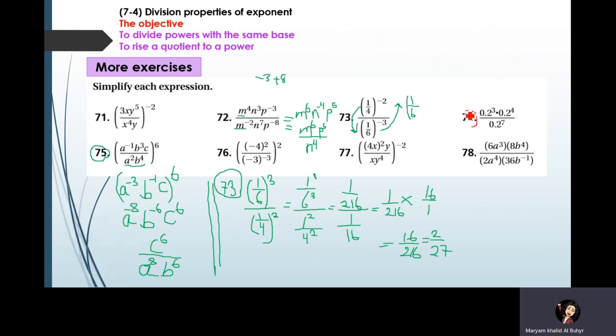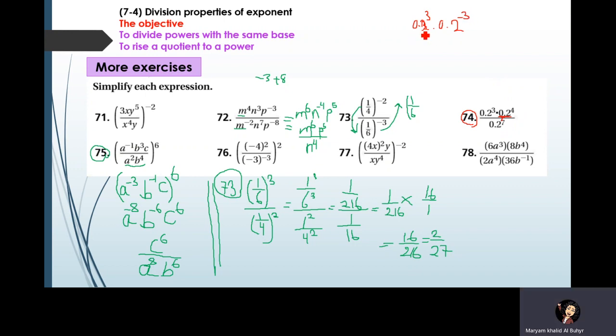I have this one. Let me solve it for you. These are the same base. I'm not worrying even if they change the numbers for me. So I have 2 to the power 3 times... these are the same base... 0.2 to the power 4, and this is to the power 7. So that is 4 minus 7, which will be negative 3.